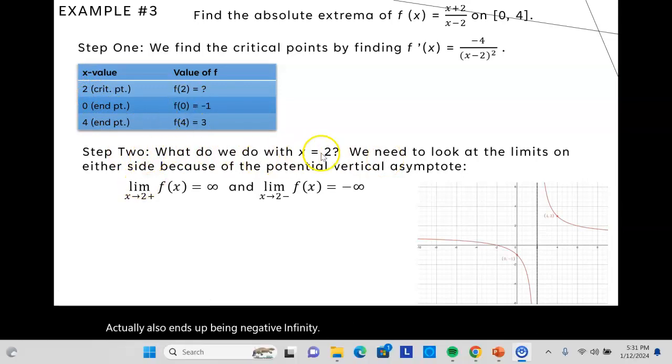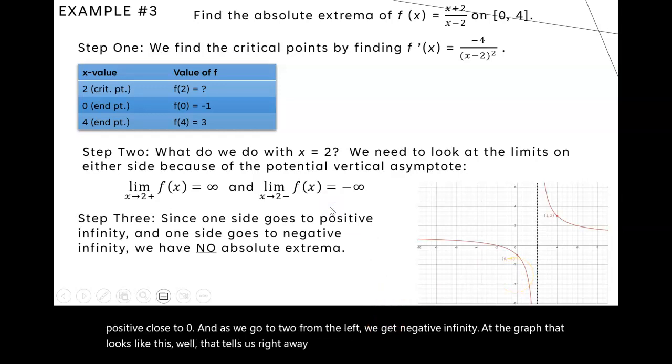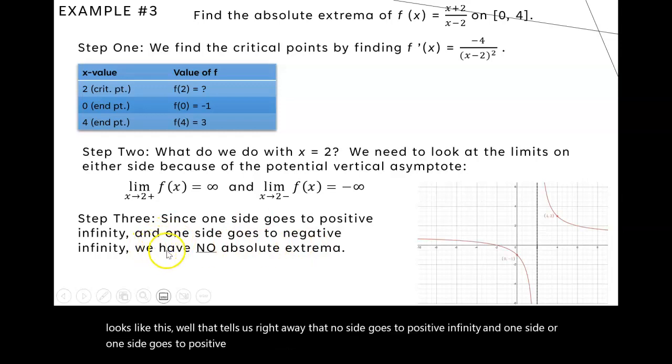Okay, so the question is, what do we do with x is equal to 2? Well, in this case, if we plug 2 into our original function, we see that the limit as x goes to 2 from the right, like a number a little bit bigger than 2, will give us a positive infinity because we're dividing by a number that's positive, close to 0. And as we go to 2 from the left, we get negative infinity, a graph that looks like this. And that tells us right away that one side goes to positive infinity, and one side goes to negative infinity, and we have no absolute max or minimum values because we're not leveling off to a single value.